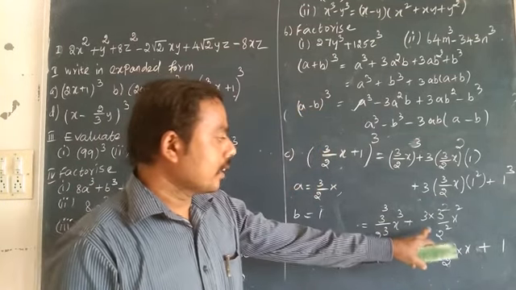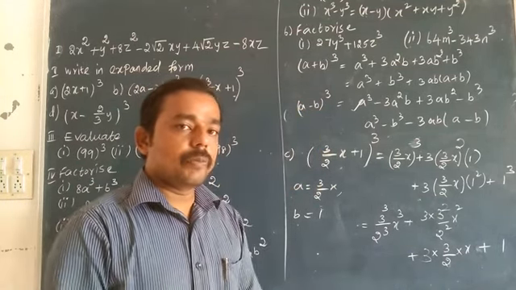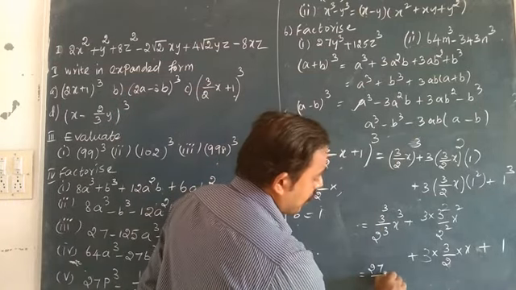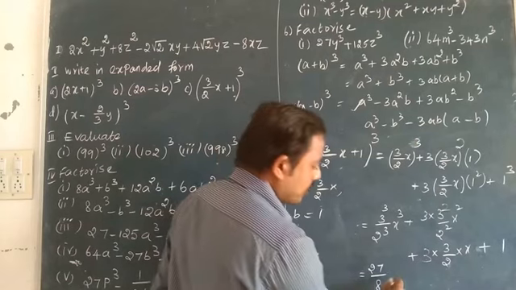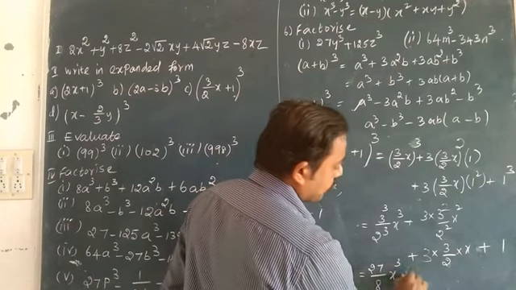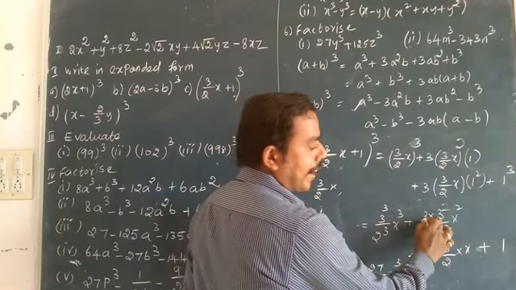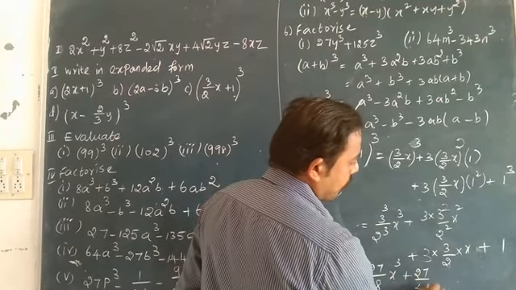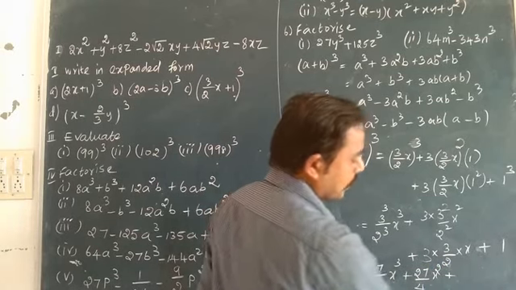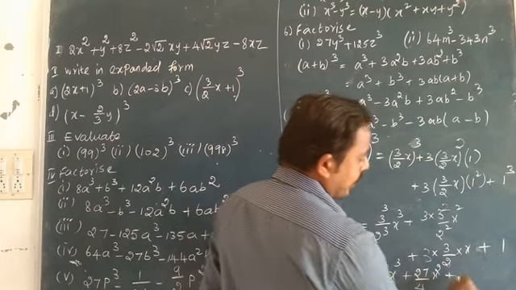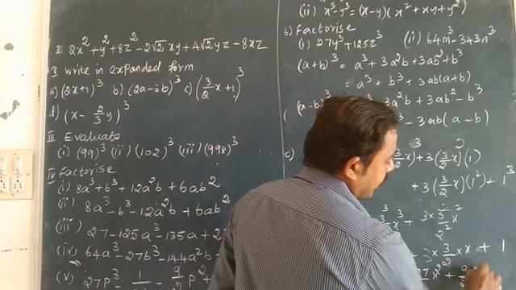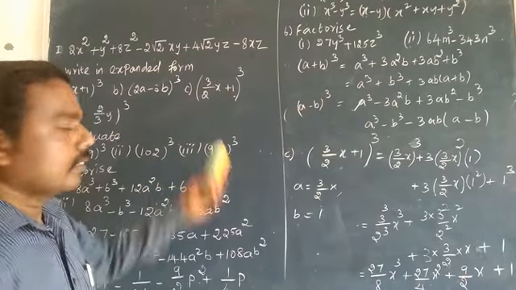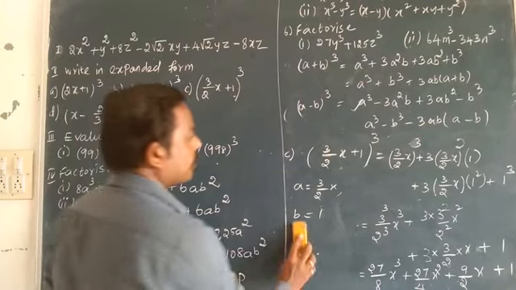Now you can cancel terms if it is possible, otherwise just multiply and write. Now 3 power 3 value is 27, 2 power 3 value is 8, so 27 by 8 x power 3, plus 3 into 3 squared, 9, 3 nines are 27, so 27 by 2 squared, value 4, x squared, plus 3 into 3, 9 by 2 into x, plus 1. This is the expanded form of the third problem.